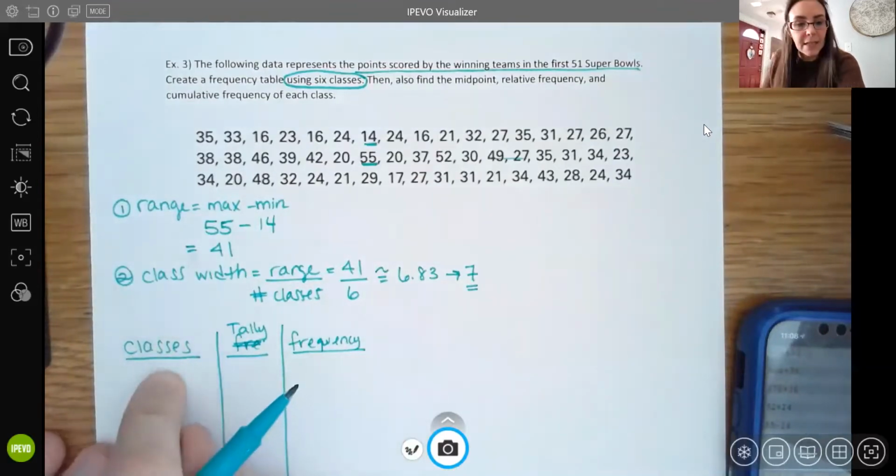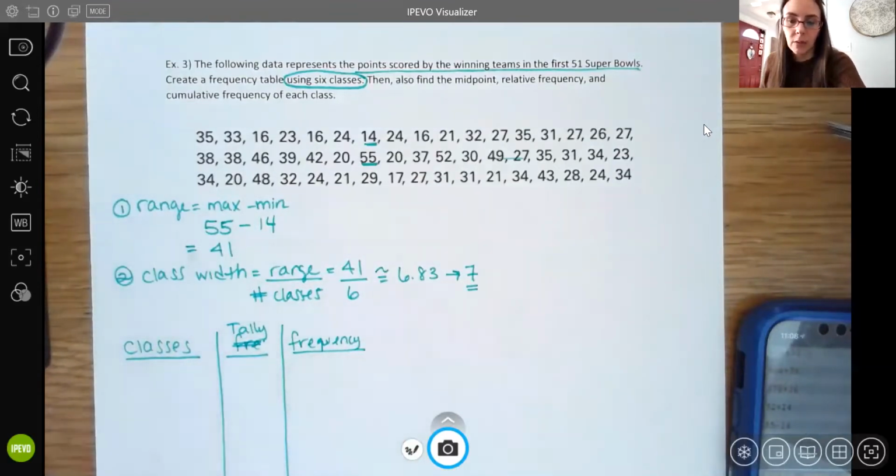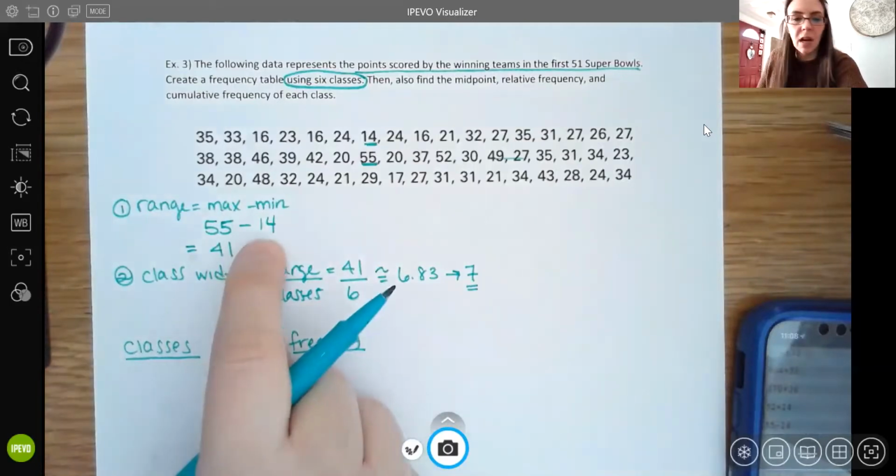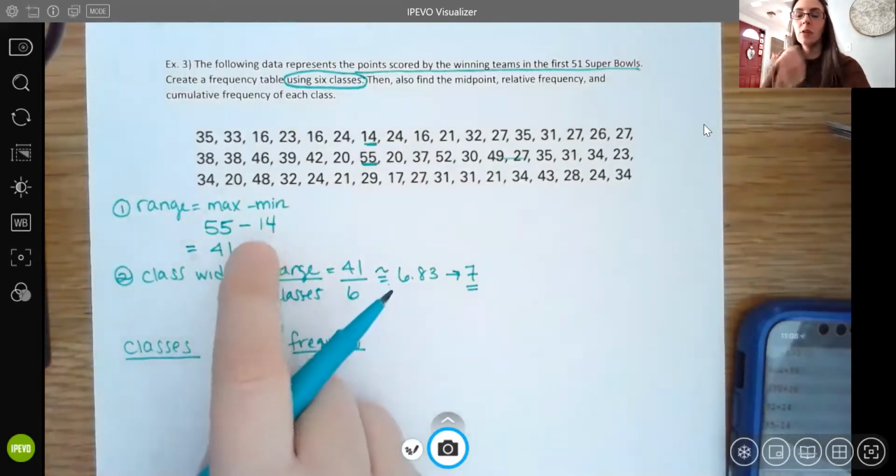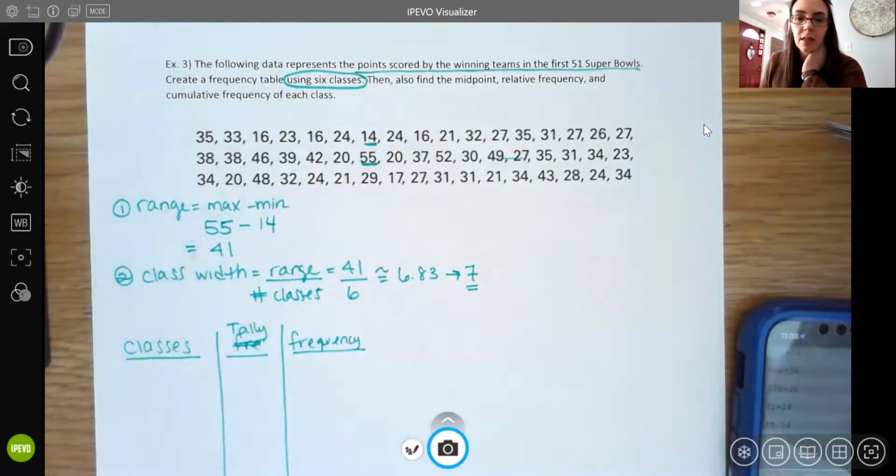Now for your classes, you don't have to start with the minimum value, although we do a lot of times. So I will start with 14 here. If you do something different, we usually do it because it's a nice number. So I could start with 10, although it looks kind of small. So I'm going to just stick with 14.